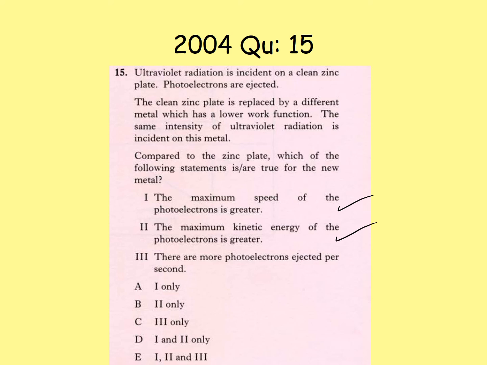Statement 3, there are more photoelectrons ejected per second. This is incorrect. We're told that the intensity of the radiation is exactly the same. Therefore, there are the same number of photons per second and the same number of photoelectrons per second. So statements 1 and 2 only are correct, which is D.